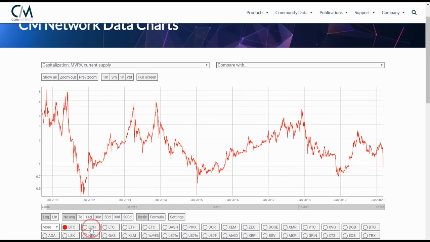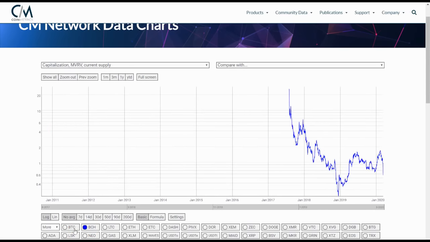And if you look at Bitcoin Cash, it is sitting again below one, on a major loss at the current $160. We have an MVRV of 0.6 or so. That means on average 40% losses for Bitcoin Cash investors as of today.